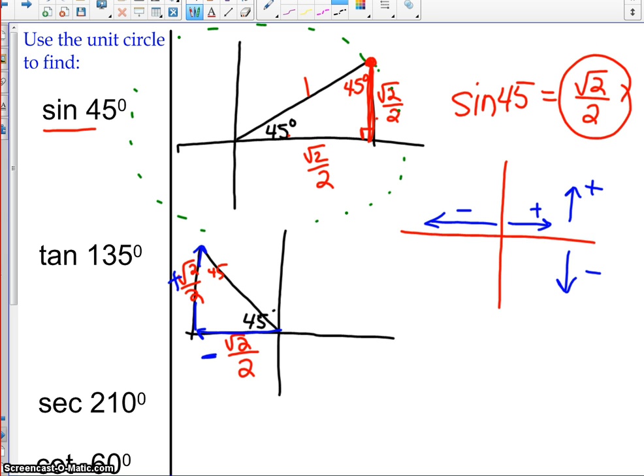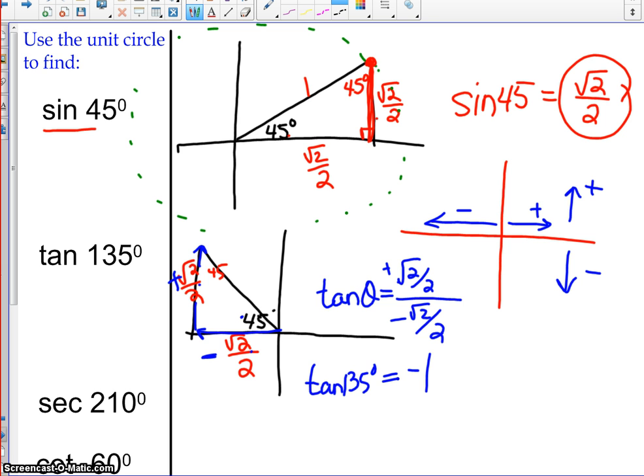Now we are asked for tan. Tangent of that angle, I'm just going to call it theta at this point, is opposite over adjacent. So I needed to take square root of 2 over 2 divided by a negative square root of 2 over 2. Well, any number divided by itself is 1. So technically I have a 1 here, and it's going to be a negative 1 because a positive divided by a negative is a negative. So really the tangent of that 135 turned out to be a negative 1.